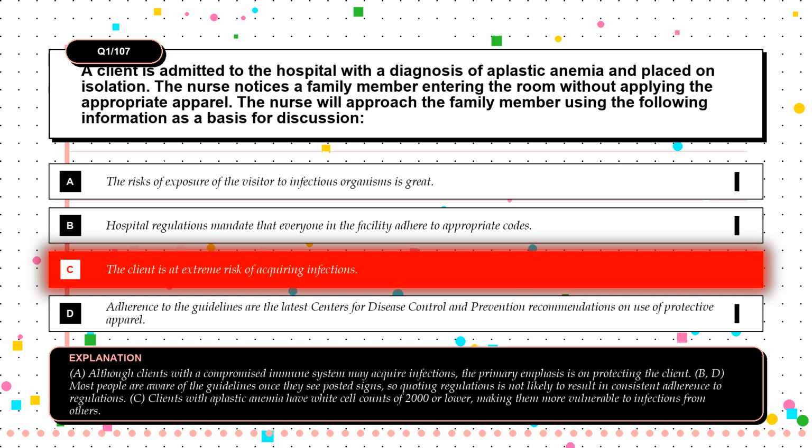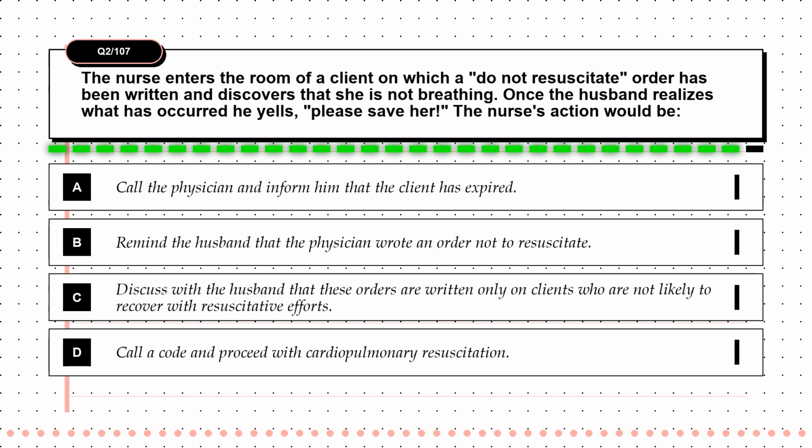Question 2. The nurse enters the room of a client on which a do not resuscitate order has been written and discovers that she is not breathing. Once the husband realizes what has occurred, he yells, "Please save her." The nurse's action would be, here are the options.